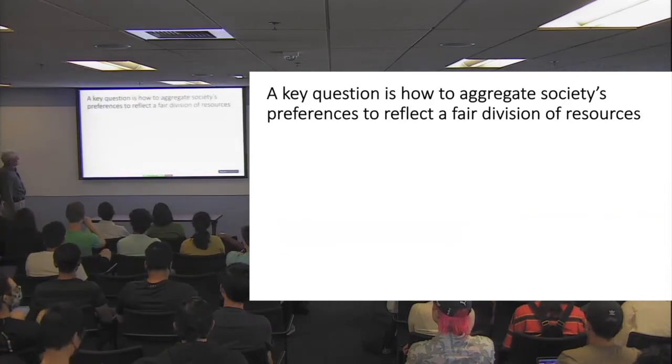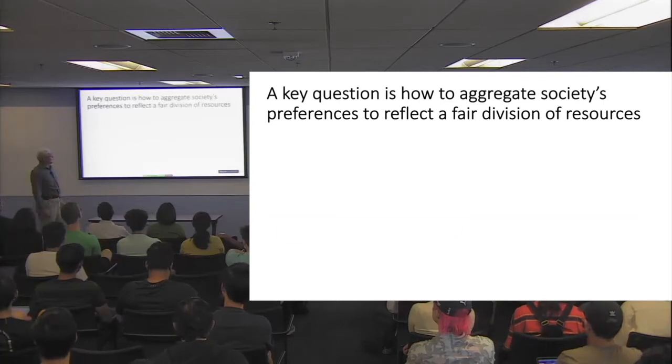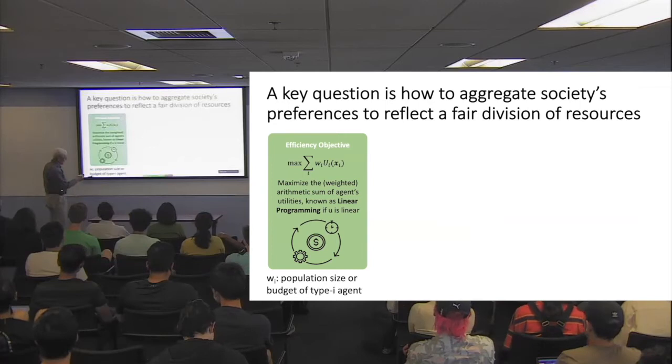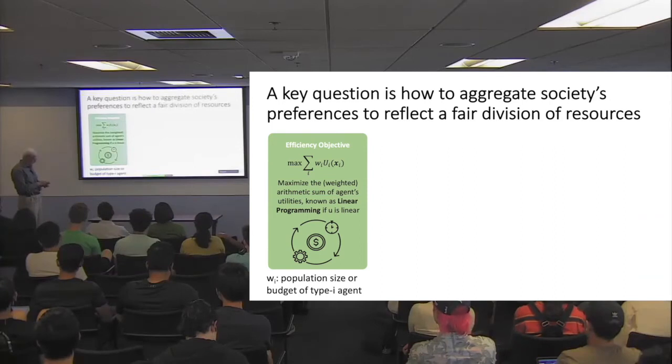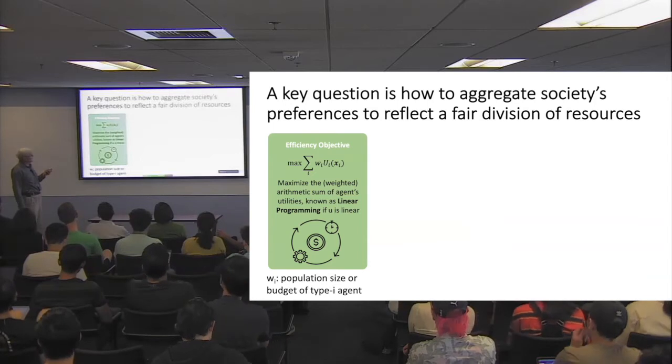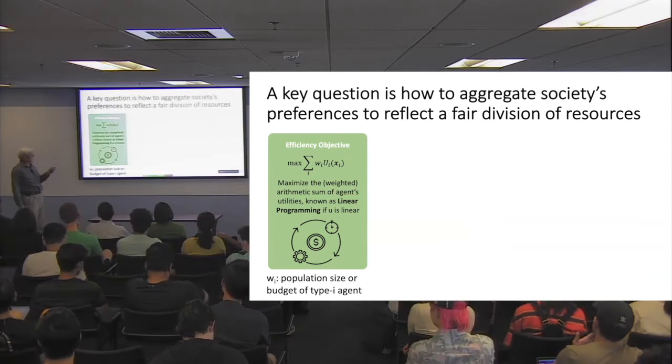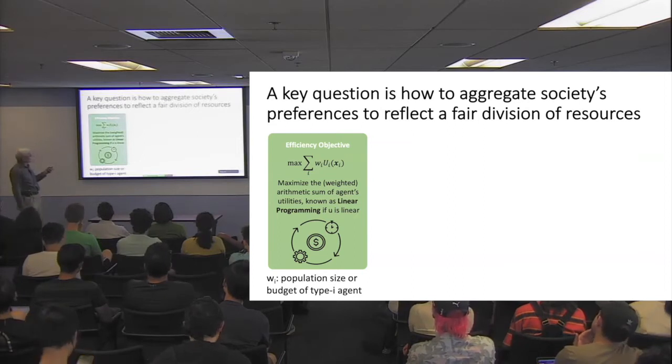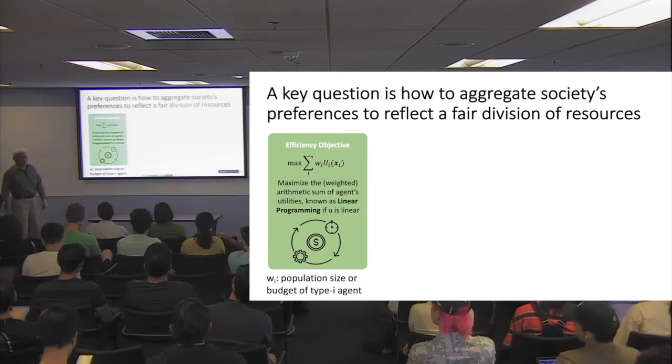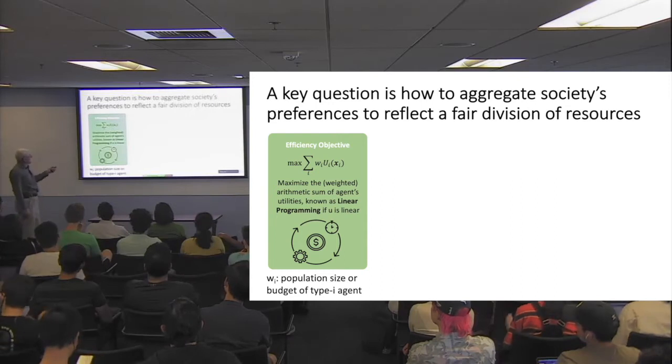So the key question is how to aggregate society's preferences to reflect fair division of the resources. That's the high level picture. Typically we use a linear aggregation. Here U_i is the utility function of group or agent i, x_i is the bundle of resources allocated to agent i, and w_i is some weight. When we create the societal welfare, we usually use this linear sum, and we basically maximize it.